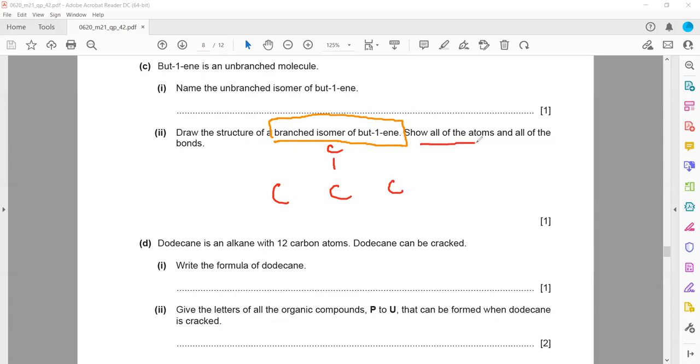But they said show all the atoms and all the bonds. For example, if I write CH2 like this, this will be wrong. Why is it wrong? Because they mentioned show all the atoms and all the bonds. So I have to show the bond between carbon and hydrogen as well.